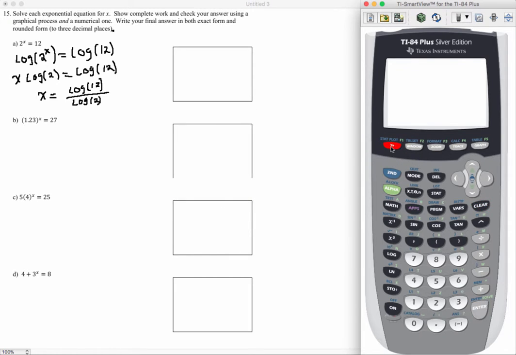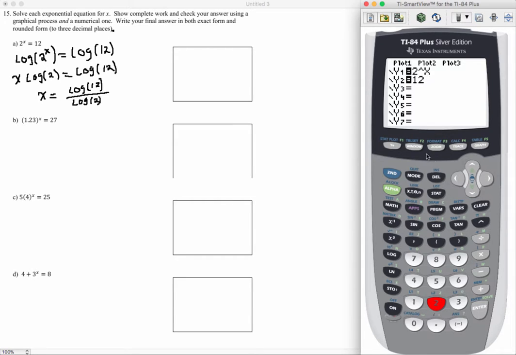Okay, so we go into our y equals menu, clear out whatever craziness you've got in y1 and y2, and you're going to put the original function in. The left-hand side of the original equation, 2 to the x, goes into y1, and the right-hand side of the original equation goes into y2.